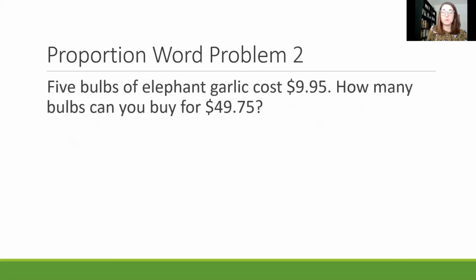For word problem 2, it says 5 bulbs of elephant garlic cost $9.95. How many bulbs can you buy for $49.75? So again, we're going to set this up as a proportion. And we'll have first our 5 bulbs of elephant garlic. And we know that 5 bulbs go with $9.95. Now our unknown is how many bulbs of elephant garlic we can get for $49.75.